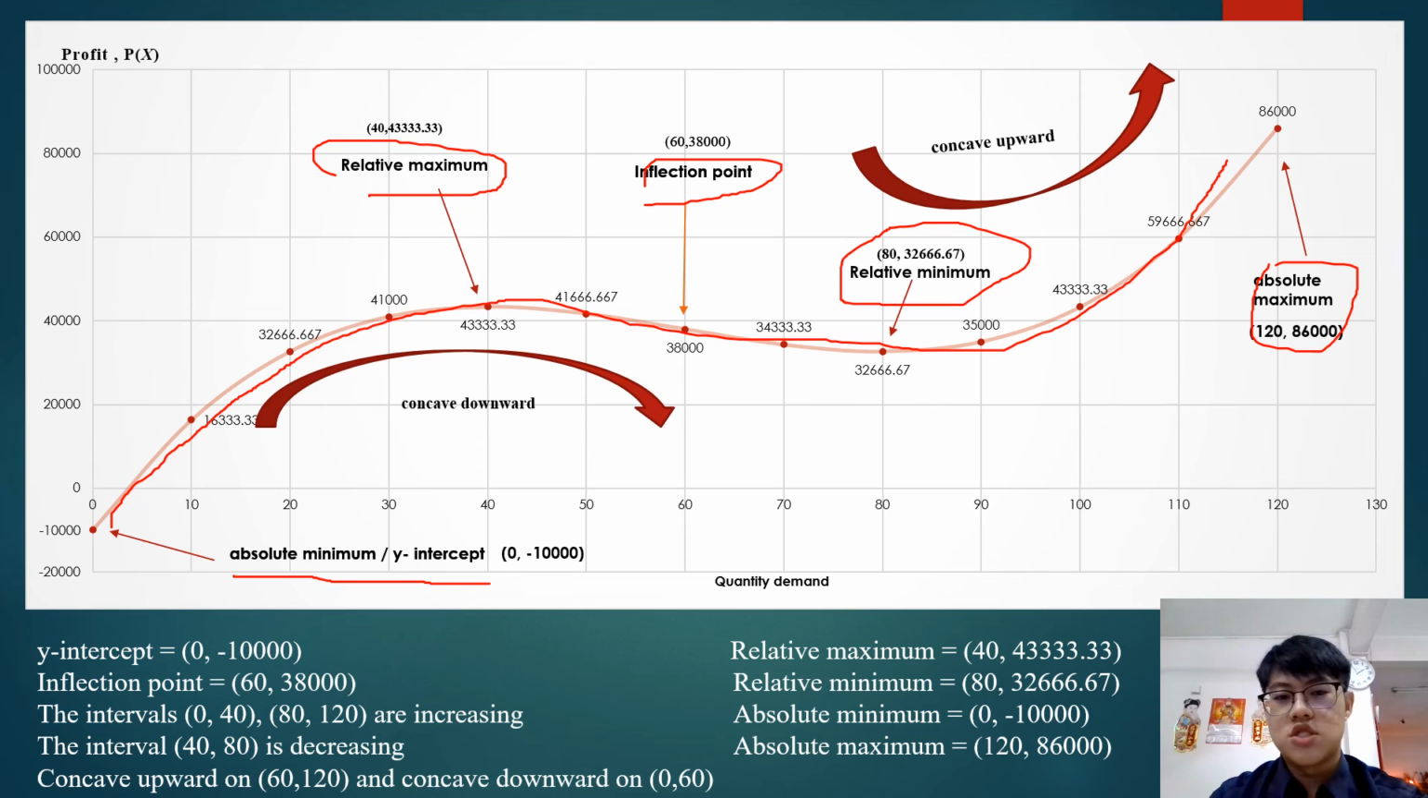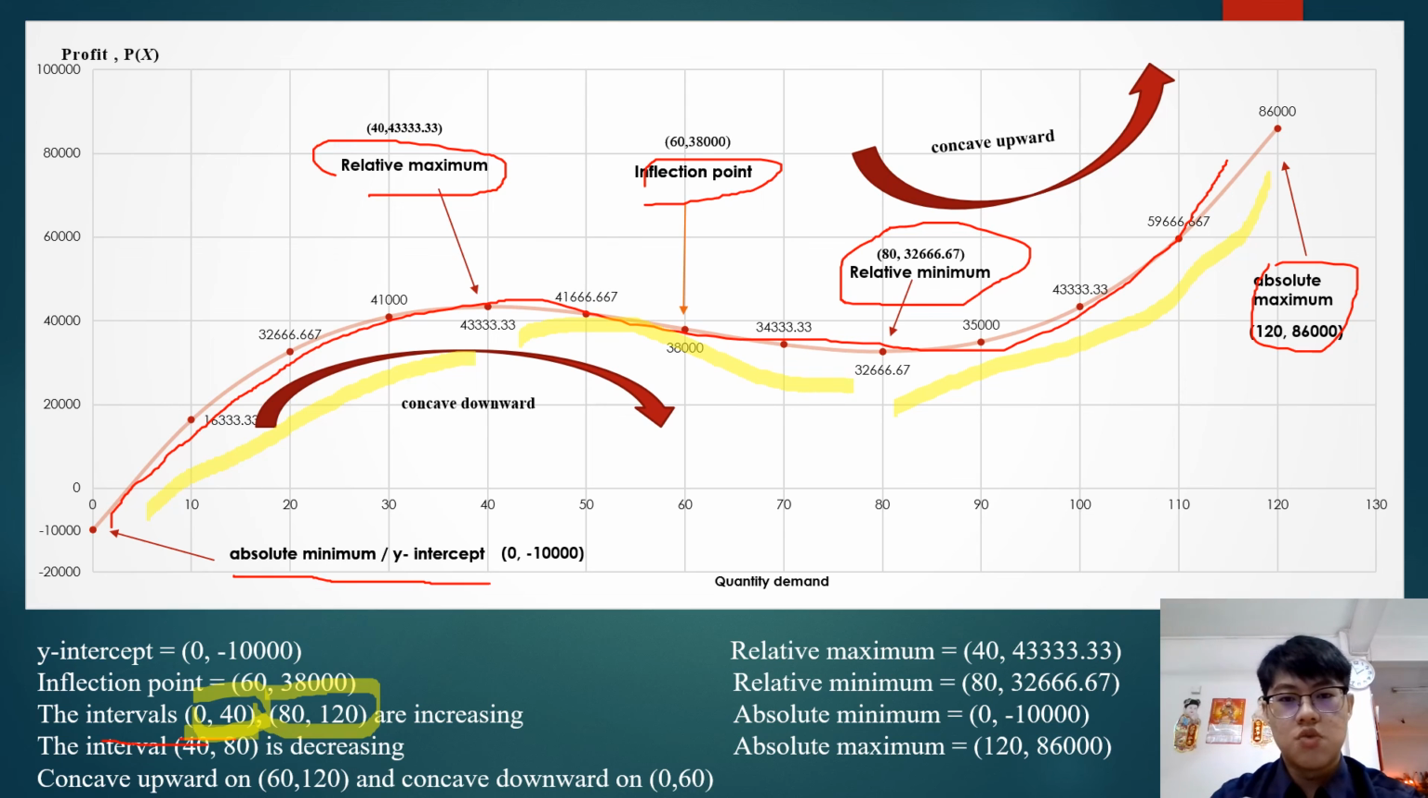Okay, to make sure our graph is right or wrong, we can look back at our information about the intervals. The interval 0 to 40 is here. 0 to 40 is increasing, and 80 to 120 is increasing. It's from here, 0 to 40 increasing, yeah, right. And from here, 80 to 120 is increasing, yeah, that's right. And then our interval 40 to 80 is decreasing. From here to 80, yes, right, this is decreasing.